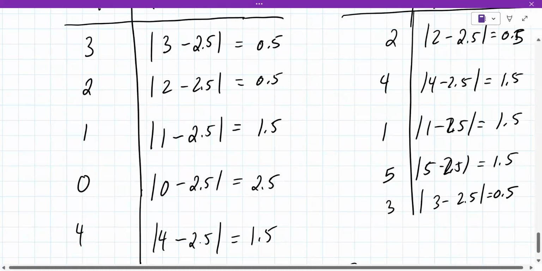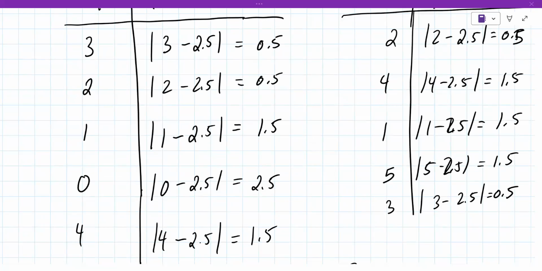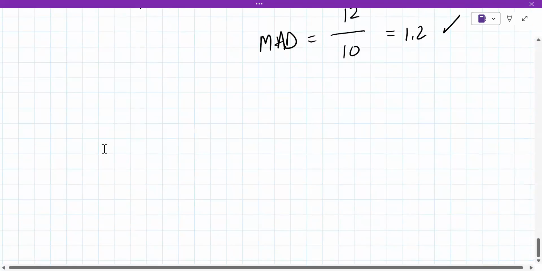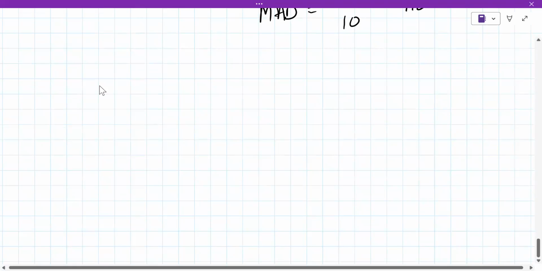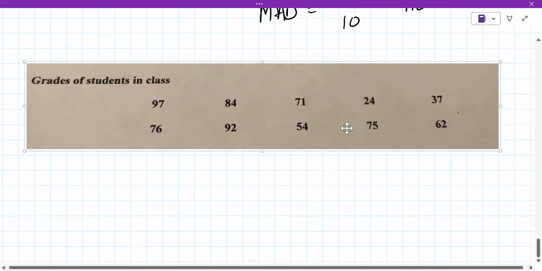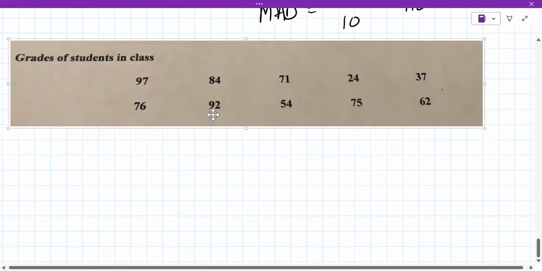All right, so let's quickly look at that middle data set because there looks like there's an outlier, and I want to at least show you how to do it. The other one might have an outlier, but I think this one for sure has one. This is grades of students in class.